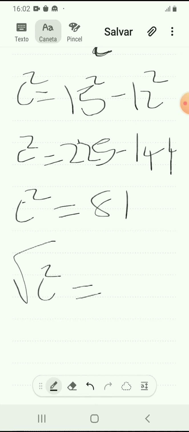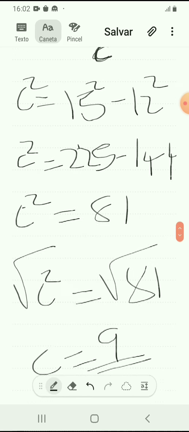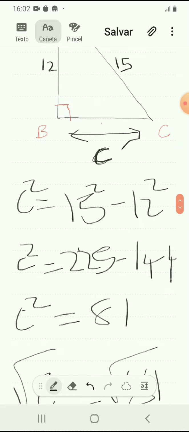In this case is what? C here, our letter C. So square root. So C, square root of this is what? 9. So I hope you guys understood. So BC is what? 9.